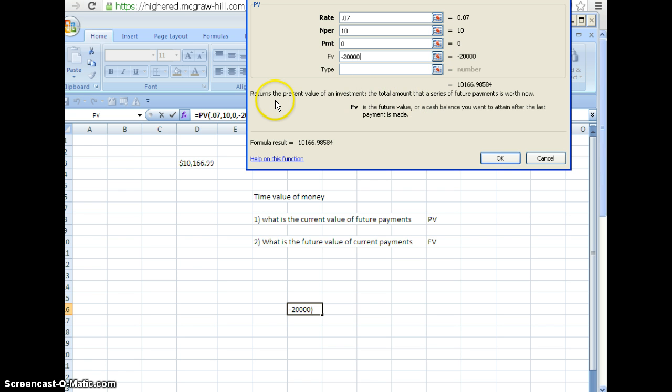and here we go. Returns the present value of an investment, the total amount that a series of future payments is worth now. FV. So there it is. We have it.